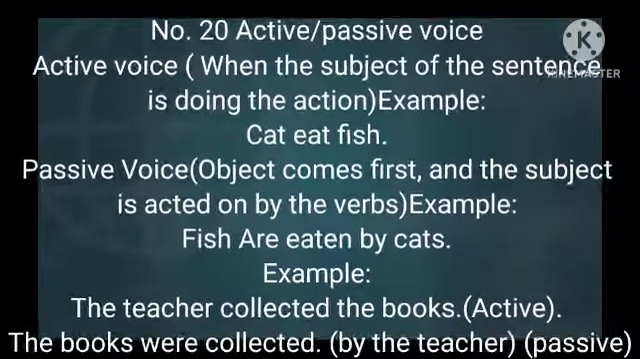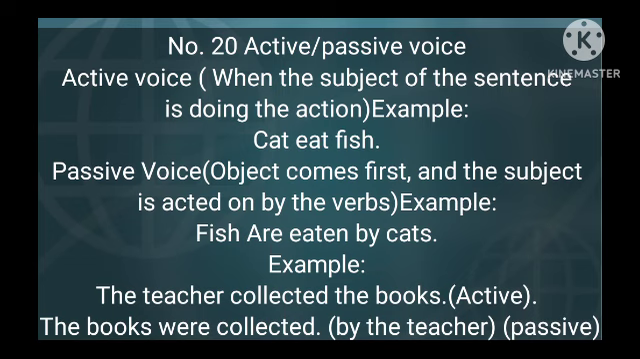Number 20, active or passive voice. Now, active voice is when the subject of the sentence is doing the action. Example: cats eat fish. Passive voice is when the object comes first and the subject is acted on by the verb. Example: fish are eaten by cats.